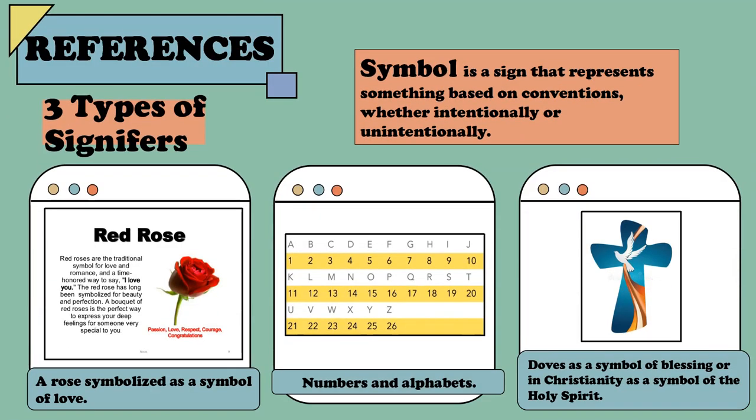Symbol is a sign that represents something based on convention, whether intentionally or unintentionally. Three types of signifiers: a rose as a symbol of love, numbers and alphabet, doves as a symbol of blessing, and the cross as a symbol of Christianity and the Holy Spirit.